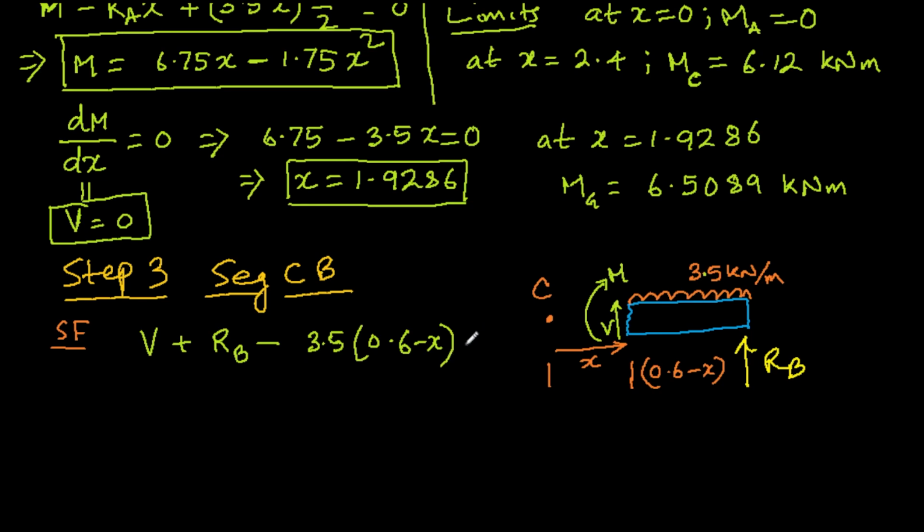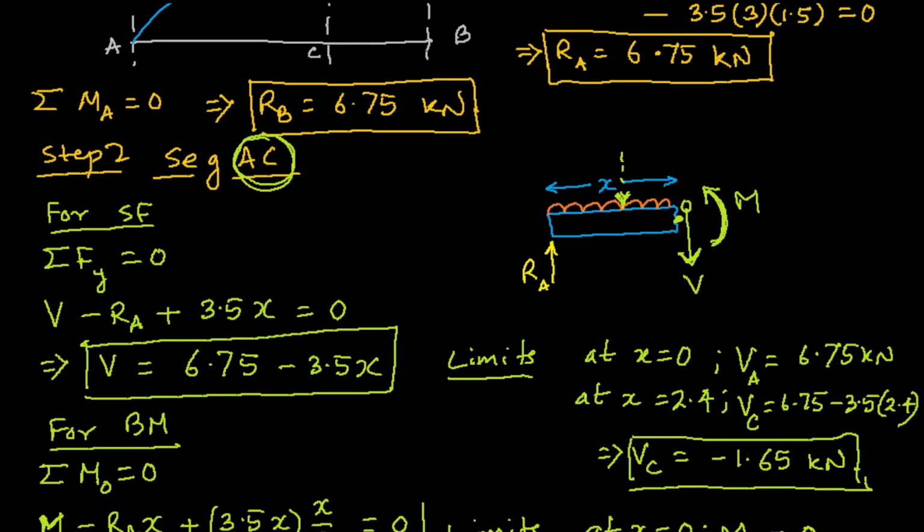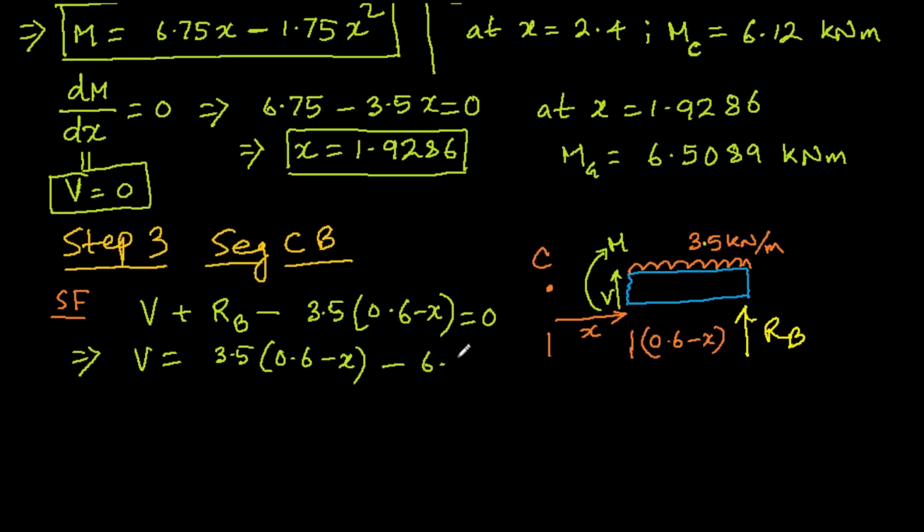Okay, so that should be equal to 0, which implies V is equal to 3.5 into 0.6 minus x minus RB, which was 6.75. It was 6.75, right? Yeah. So 6.75. And you can calculate limits, right? So if you calculate limits, what you will get is the shear force at B. So let's calculate at limits.